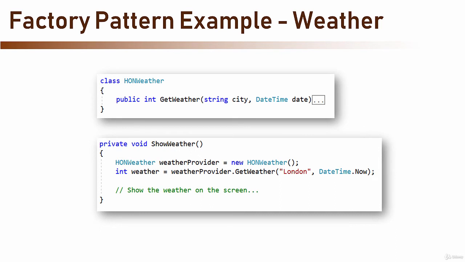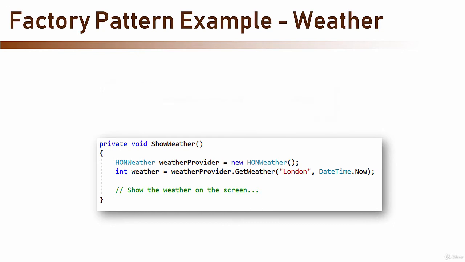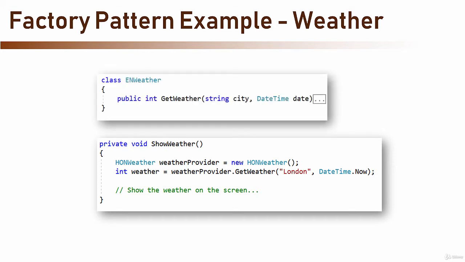This is a straightforward implementation and it looks quite innocent. 6 months after the site went on production, the hugely successful Hot or Not Weather went out of business, and the developers had to find a replacement. After a hurried search, they found one, named Either Neither Weather. They created another class named EN Weather with the same method signature, GetWeather, that accepts the same arguments, city and date, and returned the same value, the temperature.